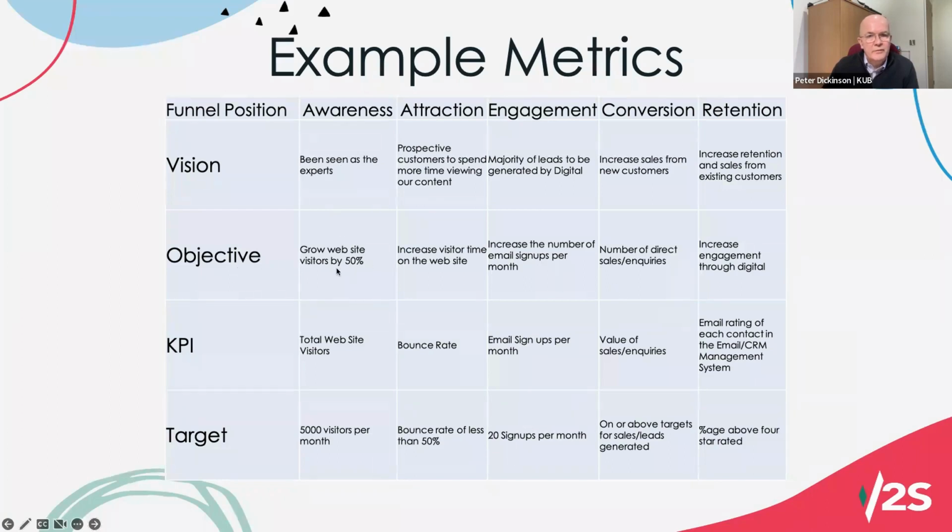The objective, therefore, is to grow the website traffic. So that's one of our lead indicators. The KPI is total website visitors, and the target is 5,000 website visitors per month. 5,000 is quite a bit of traffic, by the way. If you're only getting 1,000, then you're still doing pretty good if you're a small company.